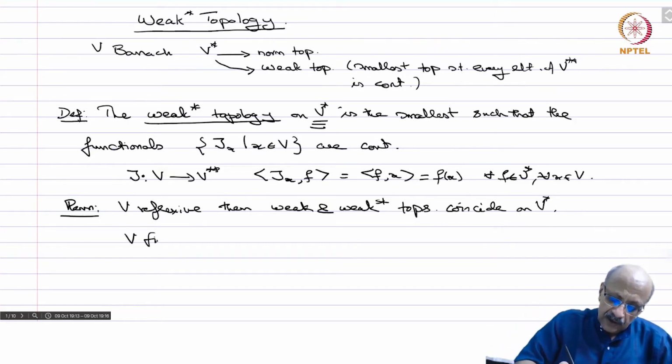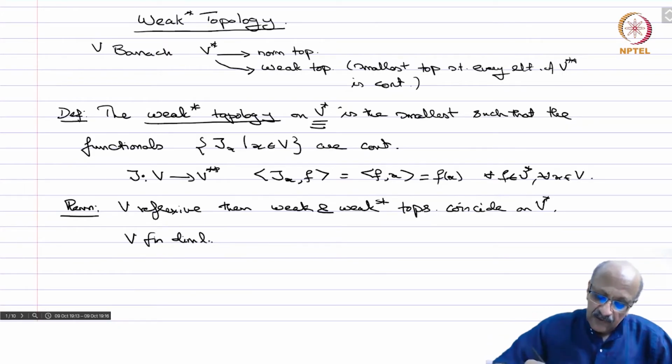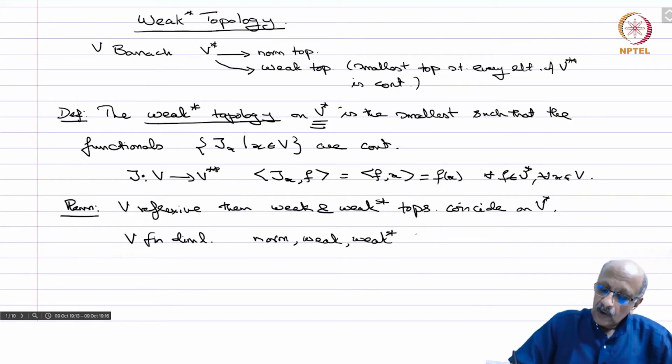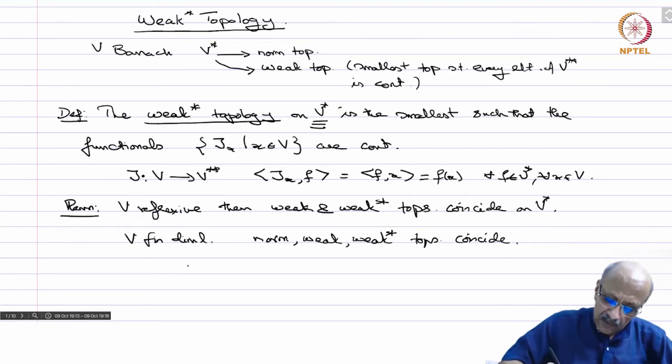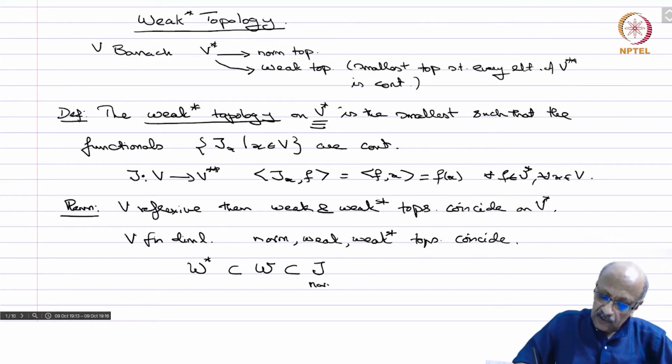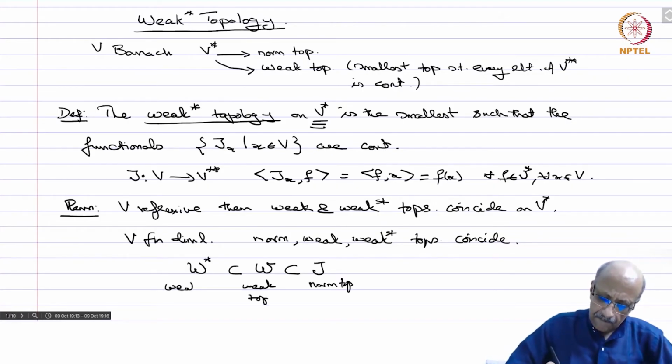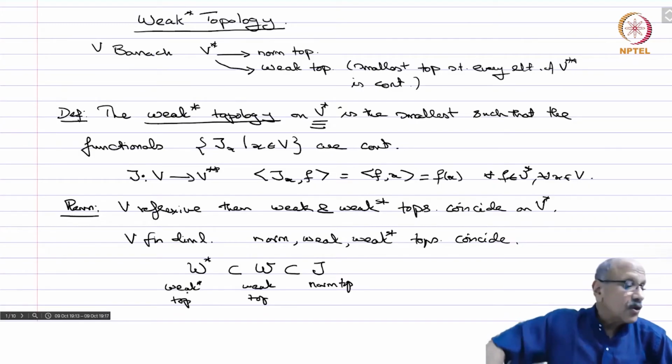So if V is finite dimensional, then it is reflexive, and we already know the weak and norm topologies are the same. So the norm, weak, and weak star topologies coincide. So there is nothing absolutely new in those cases. Otherwise, the weak star topology is contained in the weak topology, which is contained in the norm topology. This is the norm topology, this is the weak topology, and this is the weak star topology. So this is the inclusion between them.